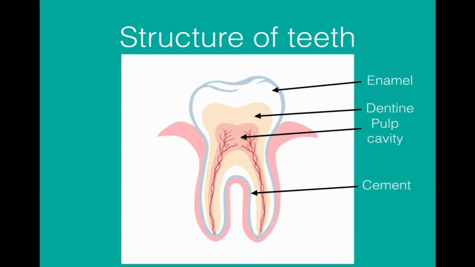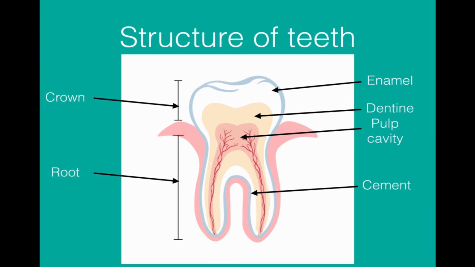Then the tooth is attached to the jawbone by a cement. It's not the actual cement, but it does stick the teeth into the jaw. The bit that sticks up above the gum line, in pink here, is called the crown. The rest of it is called the root.